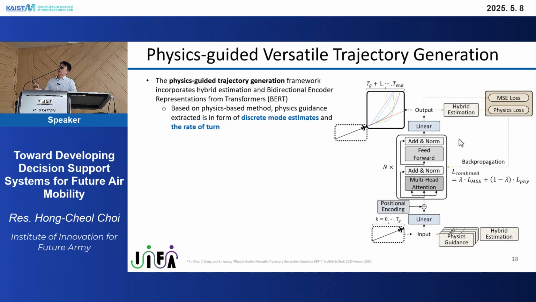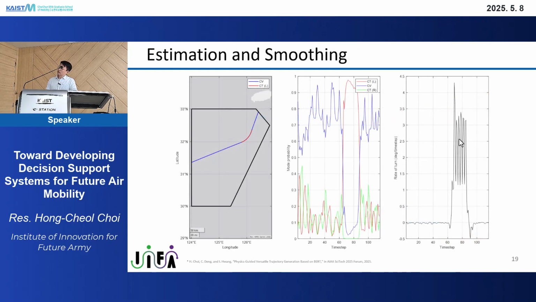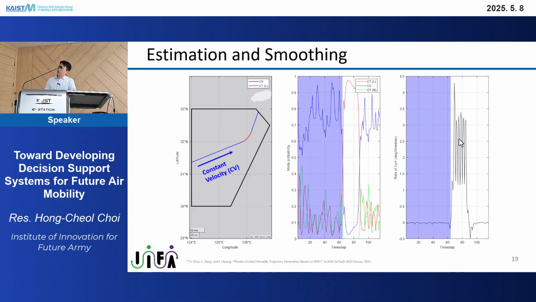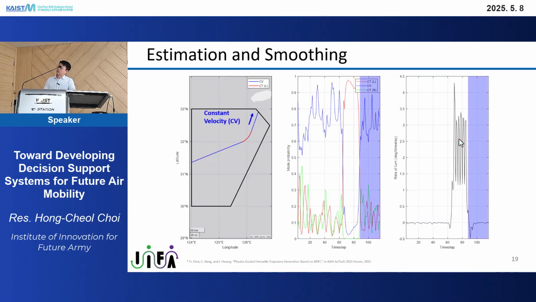And this work can be extended to much better machine learning models, because in previous work I focused on conventional machine learning models, but for this trajectory generation task, I tried to adopt the BERT model from the transformers. And I also tried to enhance interpretability by incorporating physics guidance. So this physics guidance is extracted from the hybrid estimation. And as you can see here, this is the mode probability. There are 3 different modes, and this shows the rate of turn. Initially it goes in the constant velocity mode, and then coordinated turn, and goes back to the constant velocity.